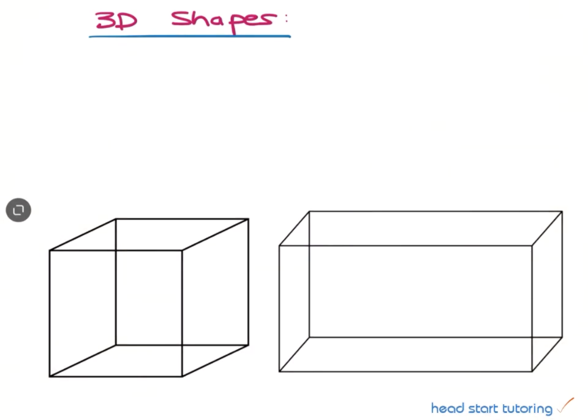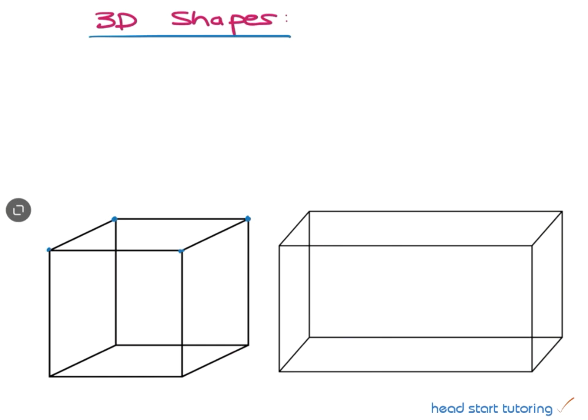So we need to know what a vertex is. A vertex is a corner. So there's a vertex, there's a vertex, there's a vertex. It's all these corners. A vertex is basically a point where two or more straight lines meet and it forms the corner of our 3D shape or our prism or our pyramid.